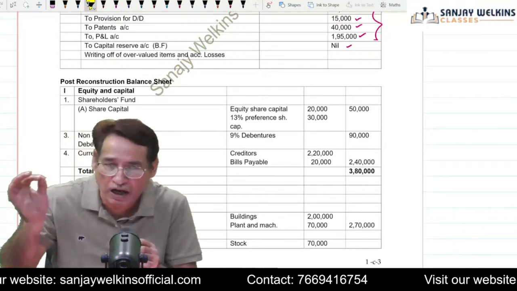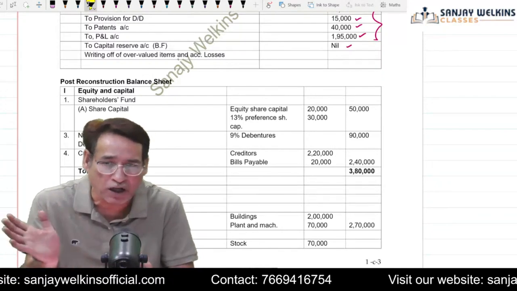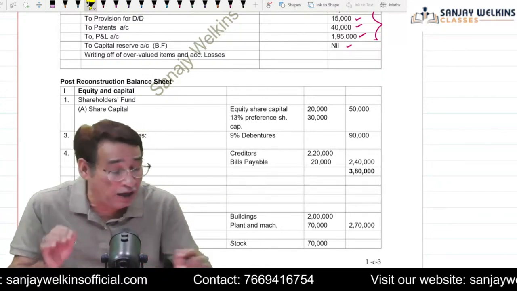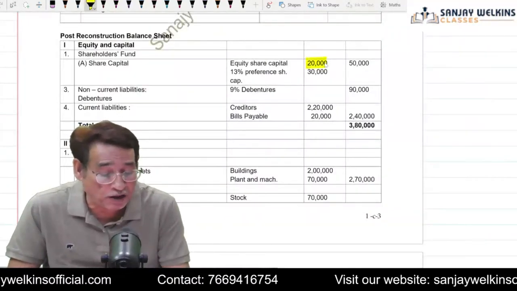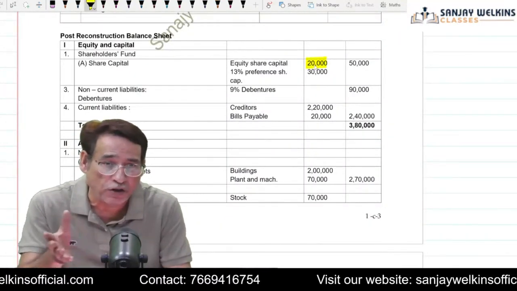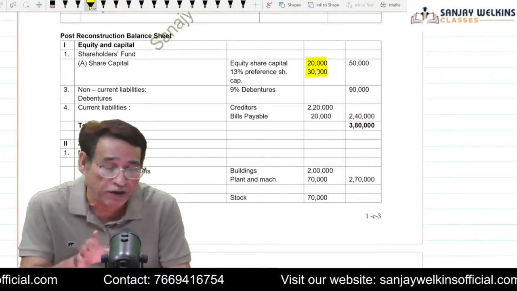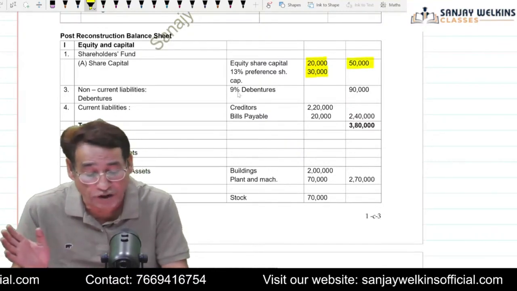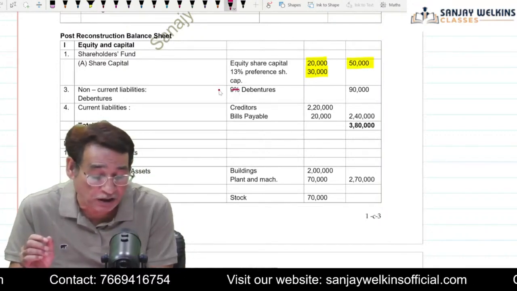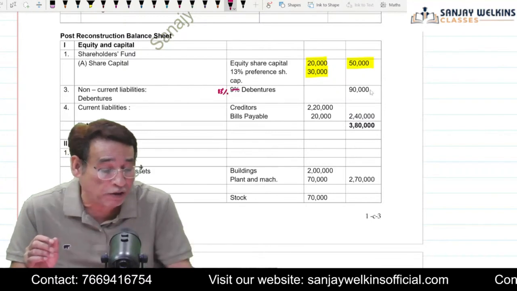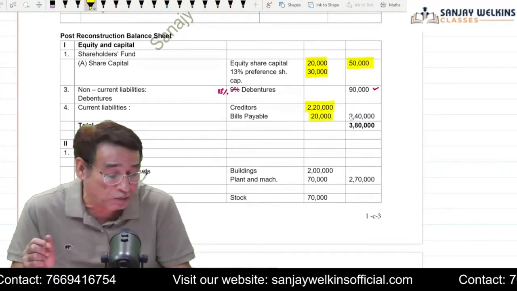Although in every year, in every examination of the new syllabus, we have seen questions coming from this particular chapter, and they are not asking for the balance sheet. Anyway, now equity share capital has been reduced to 20,000 into 120,000. Now there is 13% preference share capital, 500 shares of 60 each, total amount 50. Debenture, instead of 9%, write 13% debenture. Now there are 13% debentures worth rupees 90,000. Correct? There was no change in creditors and bills payable.